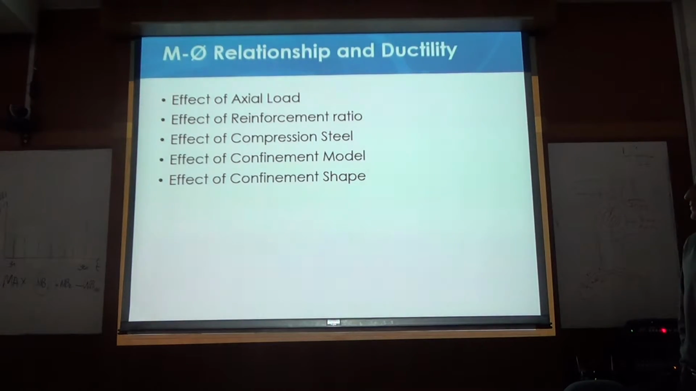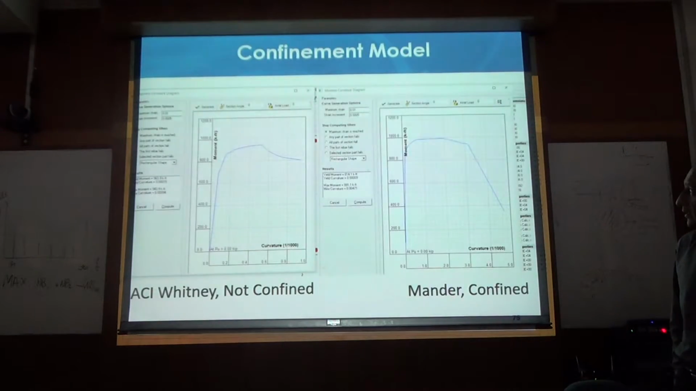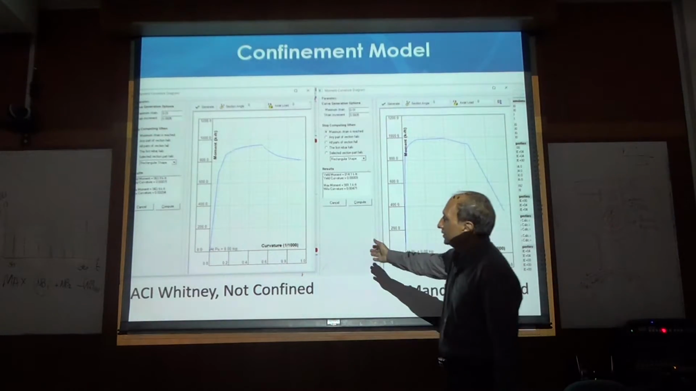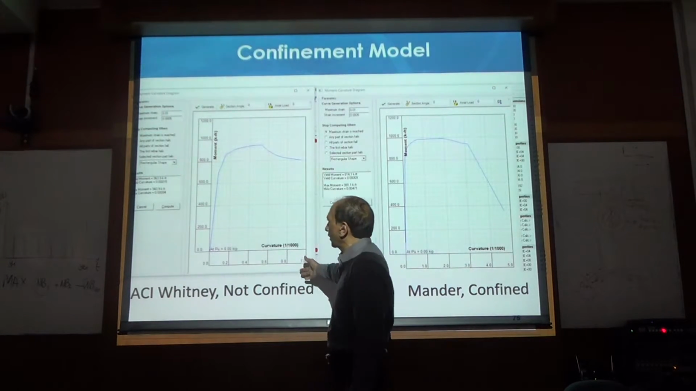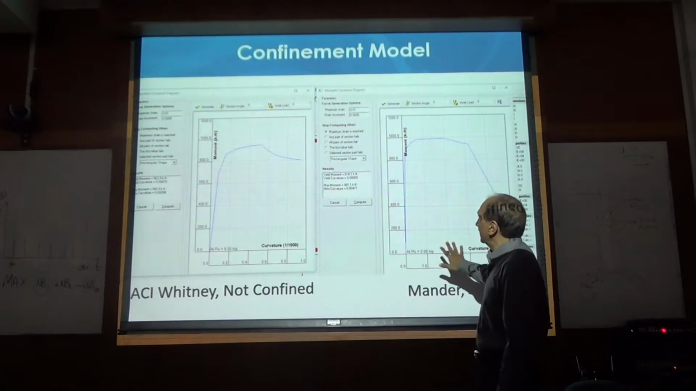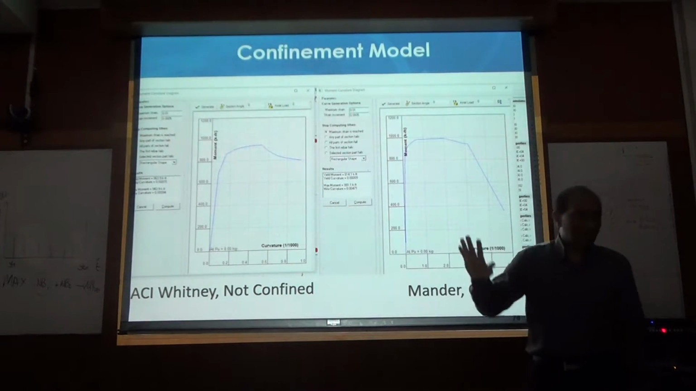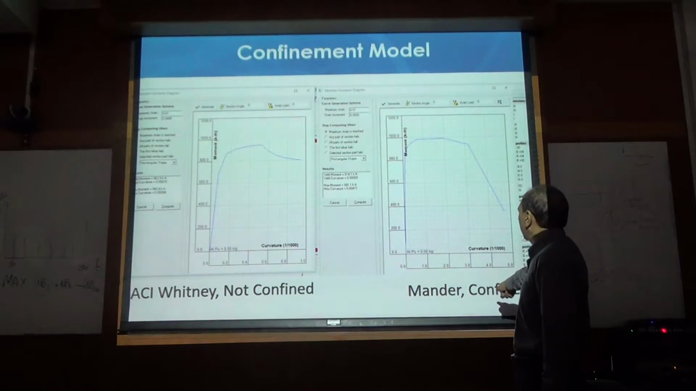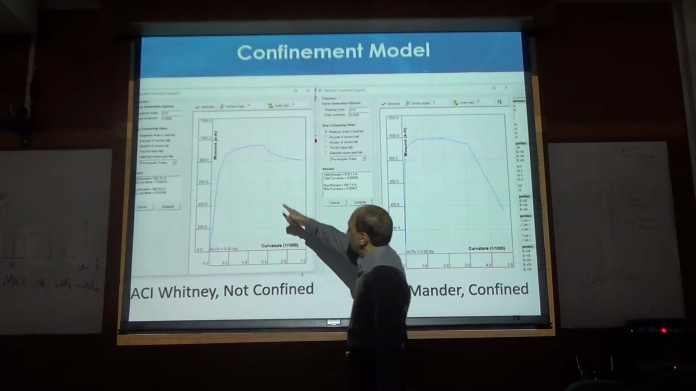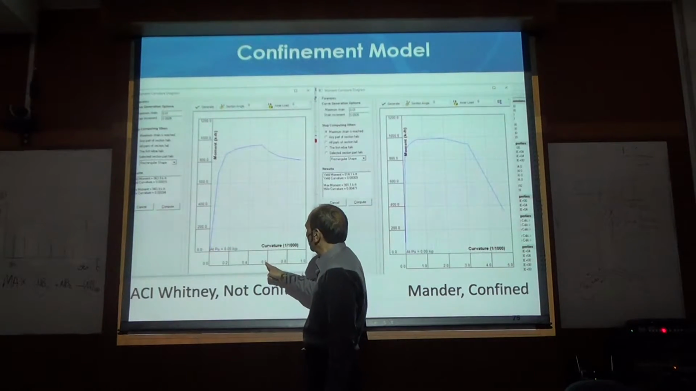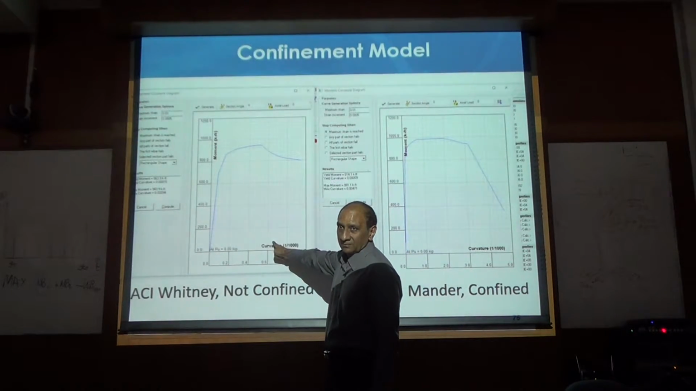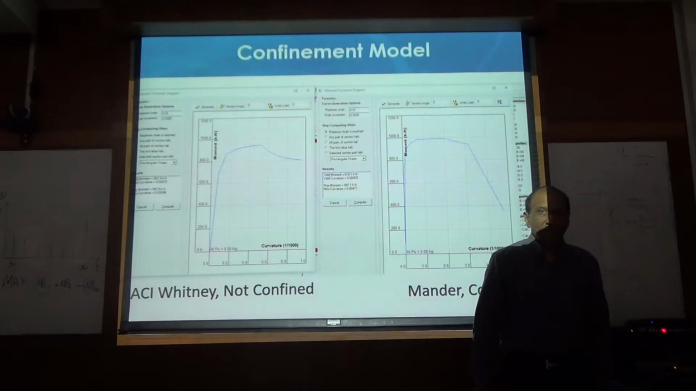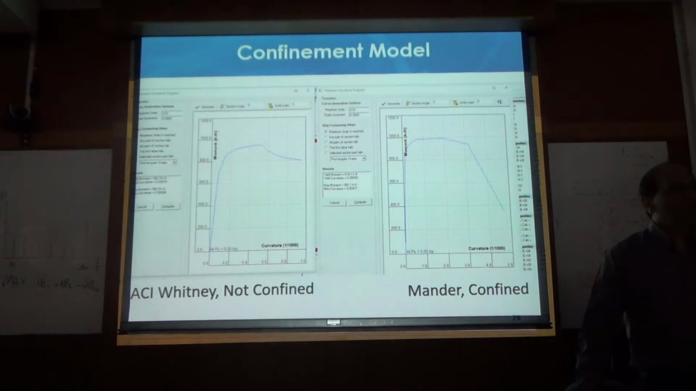And then effect of confinement shape, we already talked about a lot. This is a comparison from the program that I'm going to give you. Left hand side is an ACI Whitney block, not confined. Right hand side is the same cross section, same reinforcement, same everything, just change the confinement model and put some confinement there, and you get the Bender confined model. And please see the number. Here at about 0.6 curvature, it failed. Here it failed at about 3.5, right? So how many times?